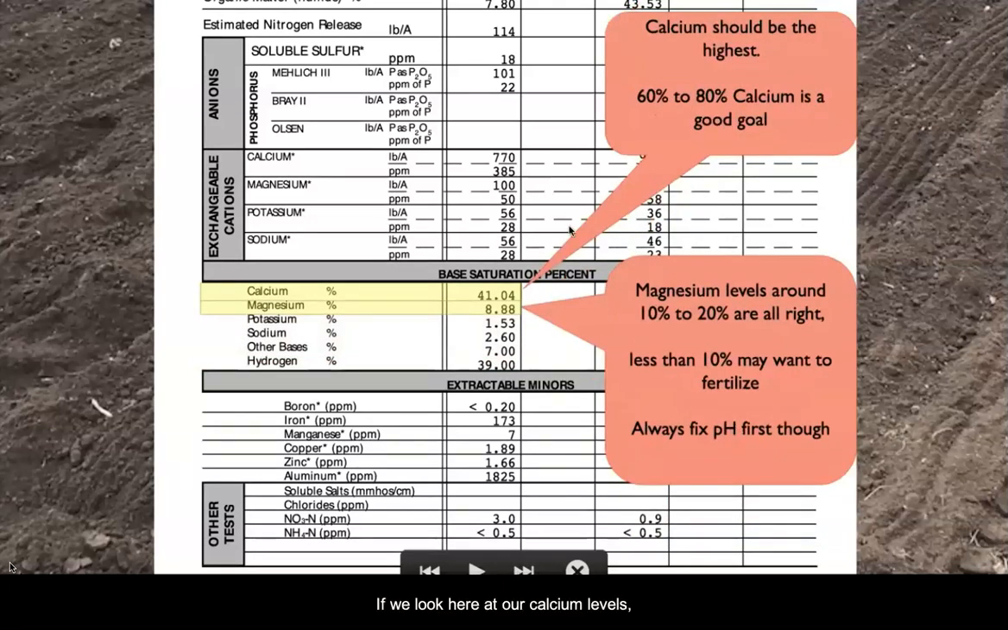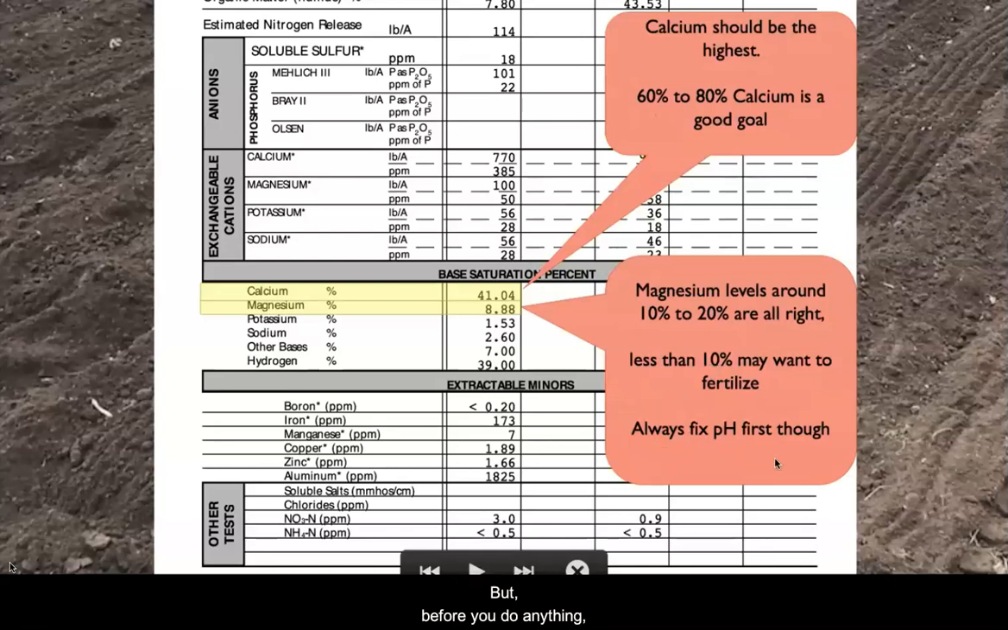If we look here at our calcium levels, the ideal range when we look at relative amounts, 60 to 80% for base saturation, is where we want to be for calcium. For magnesium, we want to be somewhere between 10 and 20%, especially when it gets below 10%. We definitely probably want to think about fertilizing.